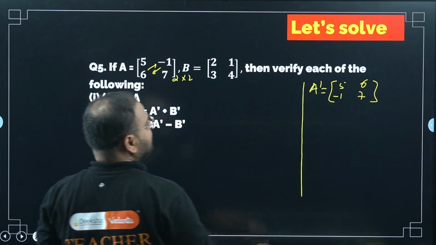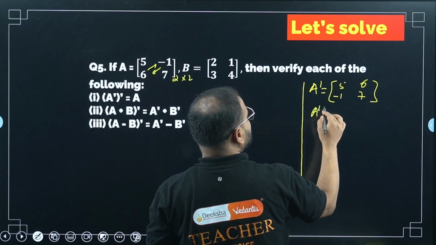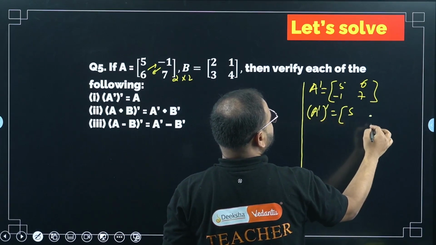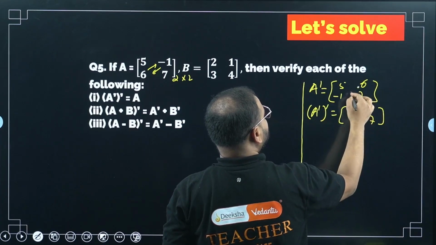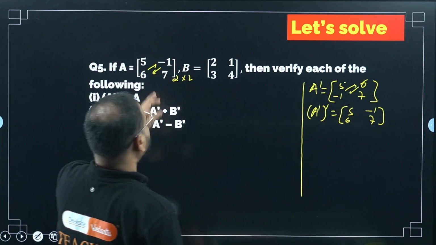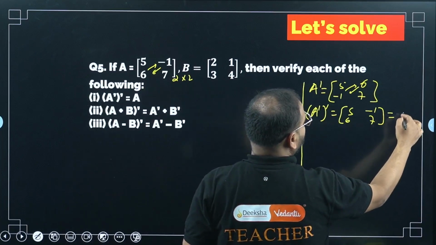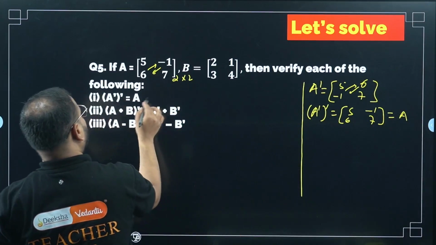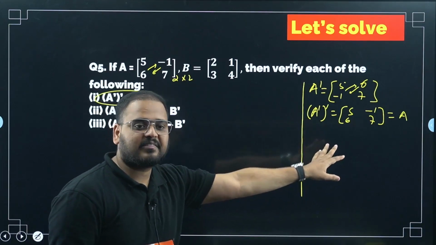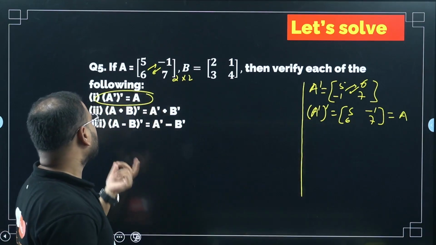Okay. Now they're saying the transpose of the transpose. So A transpose the transpose. How will this look? Same, keep 5 and 7 here, and these will interchange places. So this will be 6 and this will be -1. Isn't it the same thing? Yes, sir. Isn't that equal to A? Check here. A. So the first property is valid. The transpose of the transpose is the same as the matrix itself.